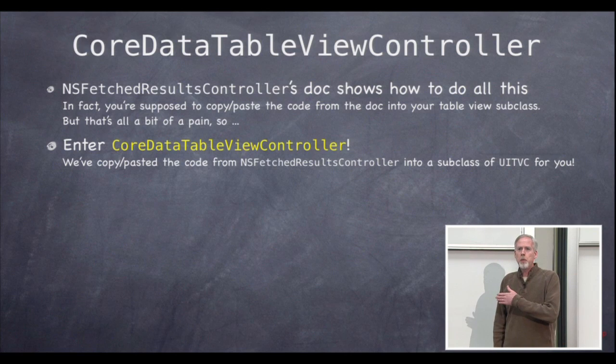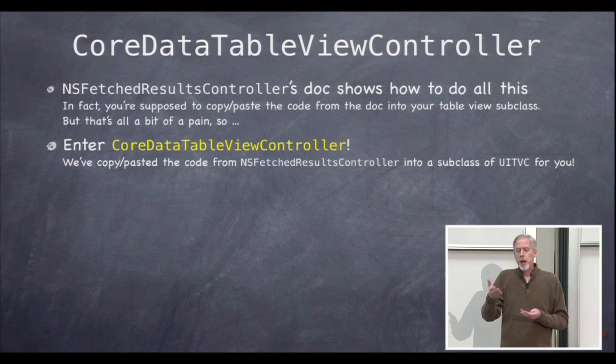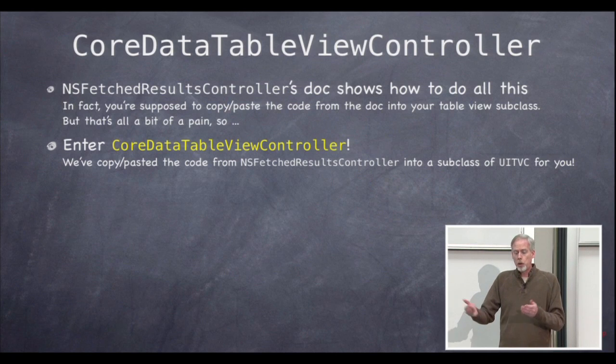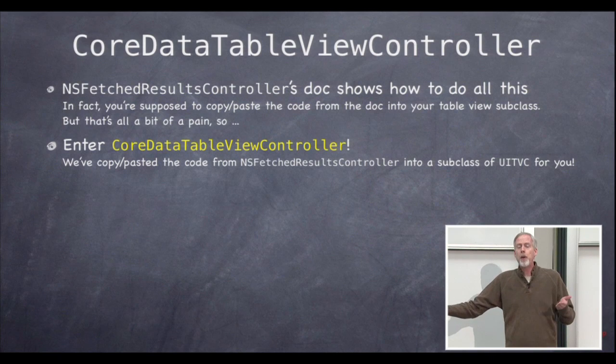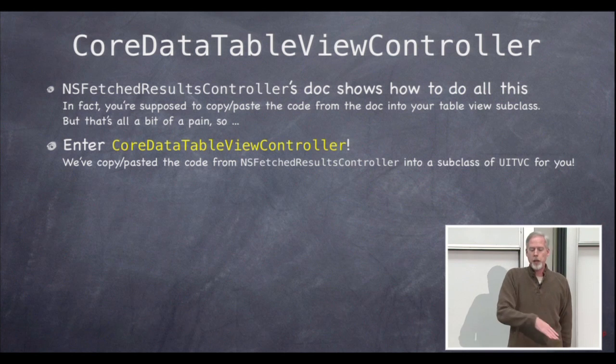And Core Data Table View Controller, you'll see it in the demo. All it does is basically copy and paste that code into a subclass of UI Table View. So if you make a subclass of Core Data Table View Controller, you'll have this property, Fetched Results Controller. And if you set that property to be a Fetched Results Controller, it'll just automatically work. It'll automatically do that fetch and keep it up to date. Okay? So it's super simple to hook up a core data database to a table.